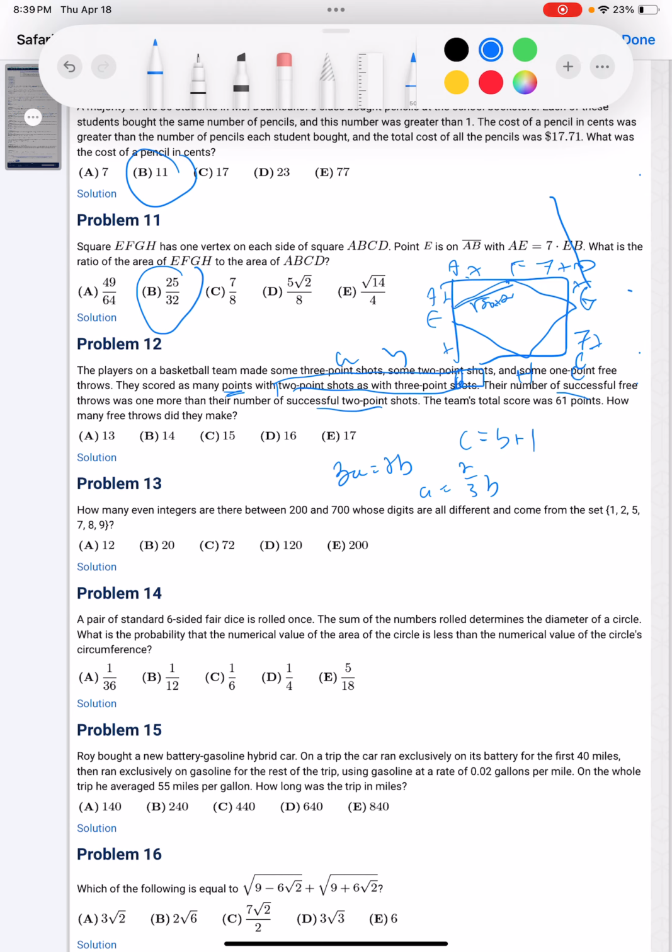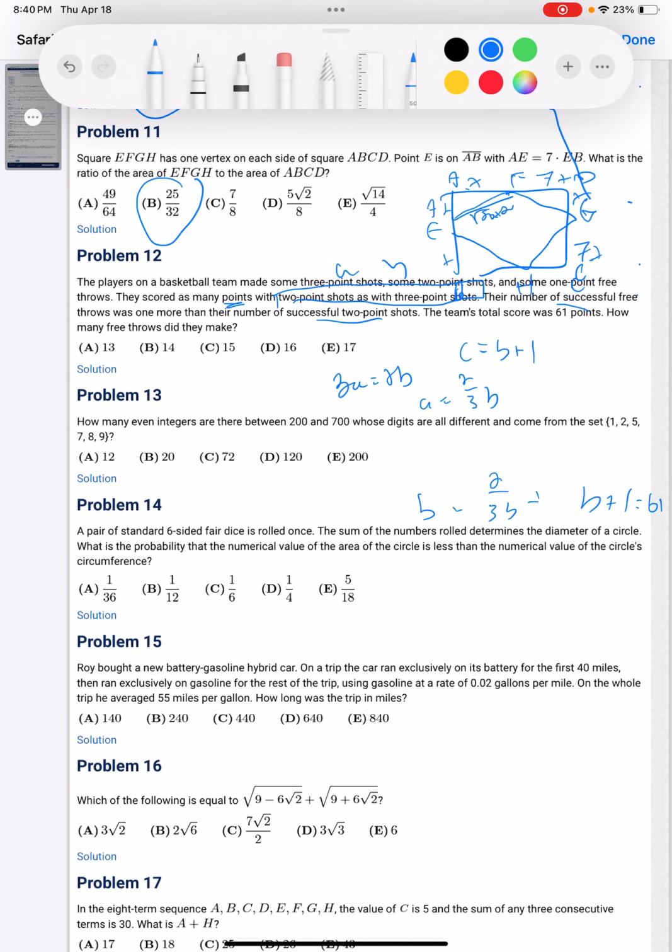Okay, that's actually doable. So we can have B plus 1 plus 2/3 of B plus B, and we're going to have 61. So if we simplify this, we can subtract 60, we're going to get 6/3 B. So B equals 30. Hold on, that doesn't sound right again. Hold on. 6/3. What is this, bro? Hold on. 3, 6.